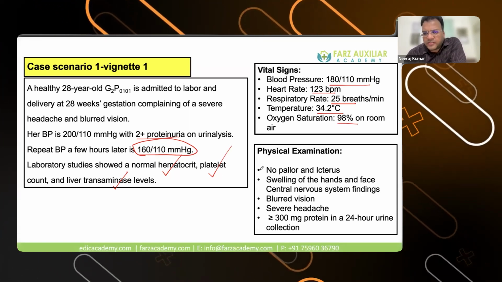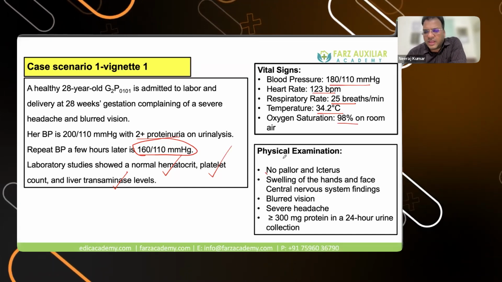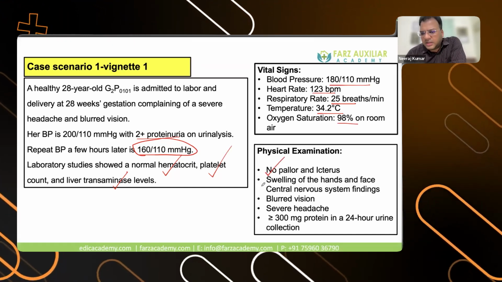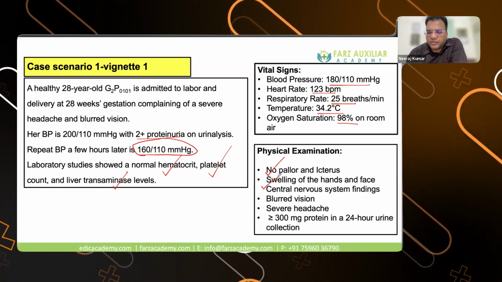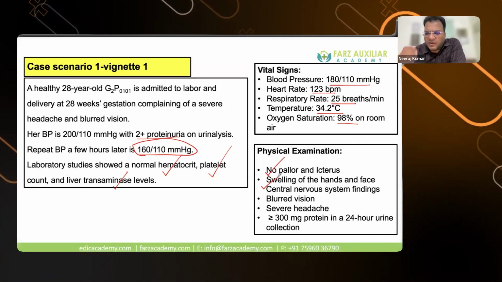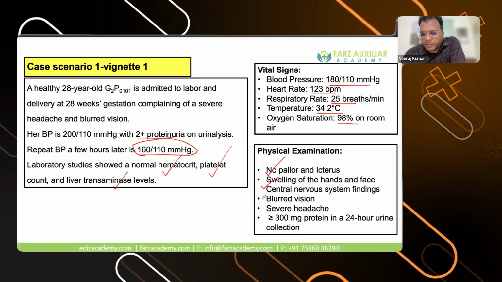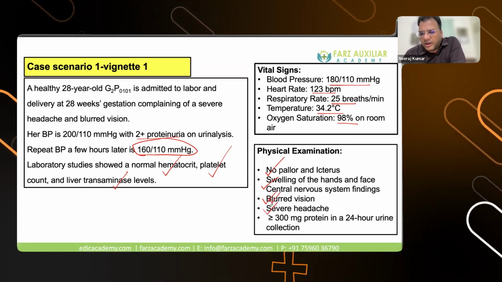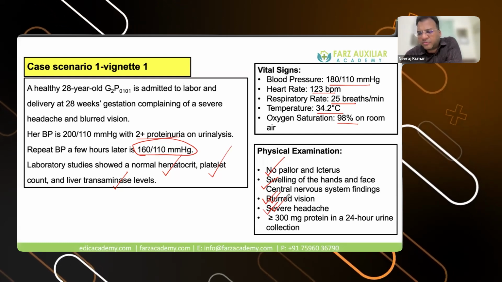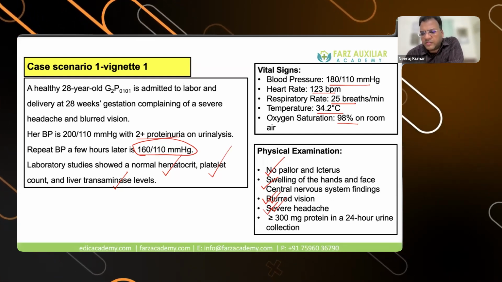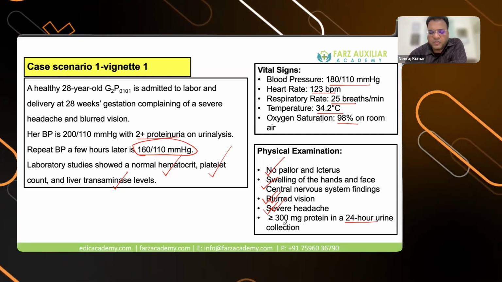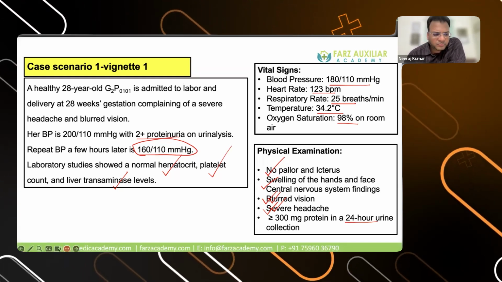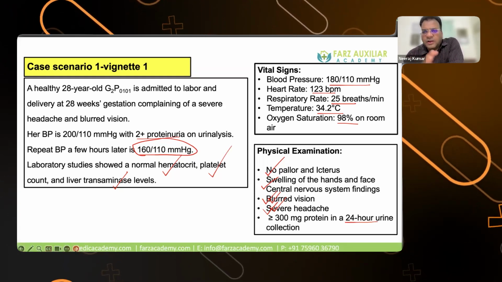On doing a quick physical examination, the patient was not having any pallor or icterus. Only what has been noticed was the swelling of the hand and face. On CNS findings, the patient was repeatedly complaining of blurred vision and severe headache. On lab examination, on the 24-hour urine sample, the protein was more than 300 milligram. So this is the overall findings.